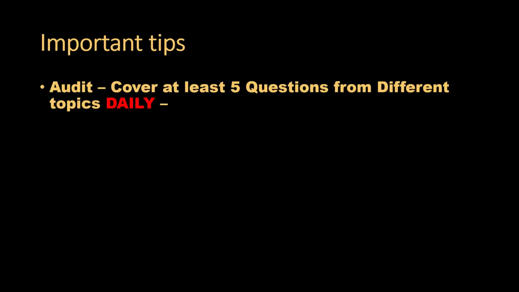Important tips: for audit, cover at least 5 questions from different topics daily. How? I'll tell you. 2 questions from essays. Essays in the sense SQC 1 to the 700 series. Only 2 questions daily you have to cover. You cannot repeat the same questions. You have to select different types of questions, or questions from different topics. For example, on day one you have covered, say, 570, so next day you can cover 560 or 530 as well. So focus on multiple chapters.